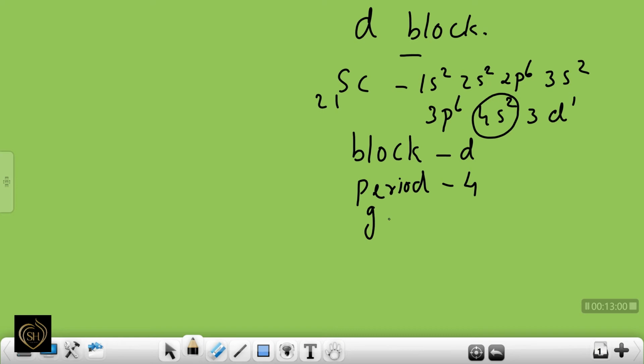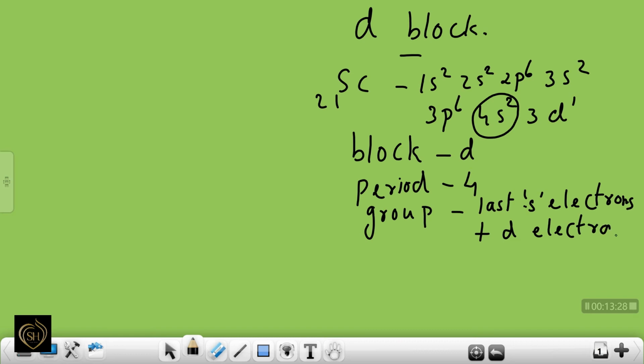So then how to find the group? Group is the last S electrons plus D electrons, that is 2 plus 1, 3, S plus D. So outermost S plus D, learn by heart: electrons in the outermost S subshell and D subshell.